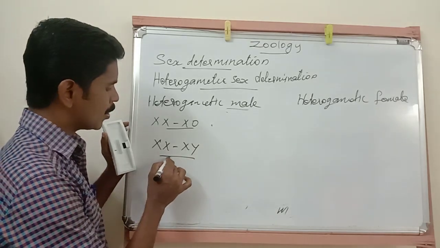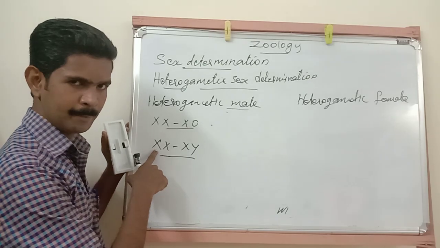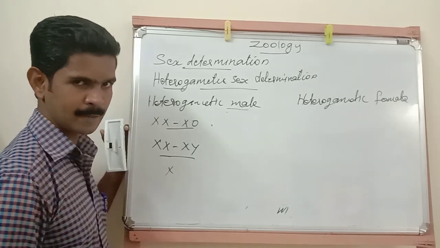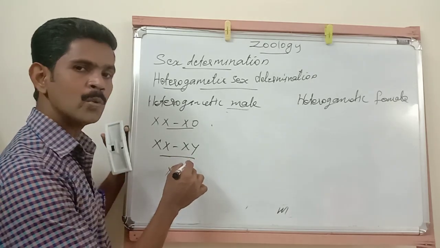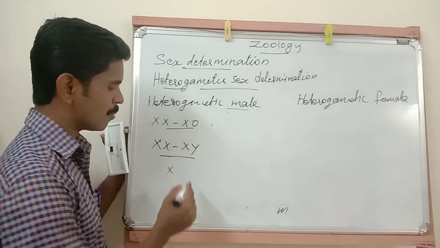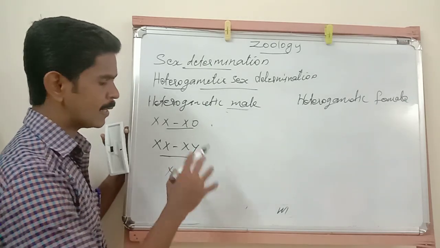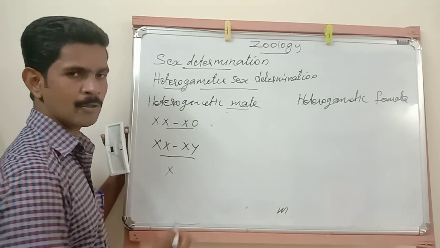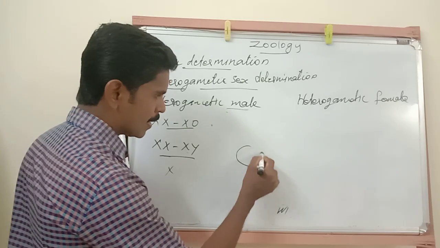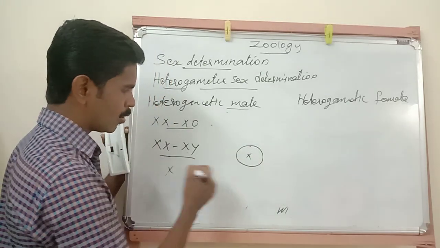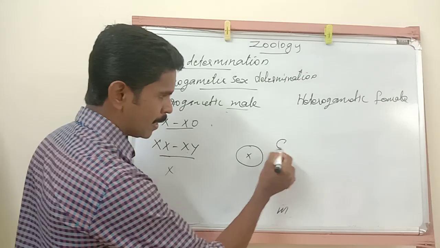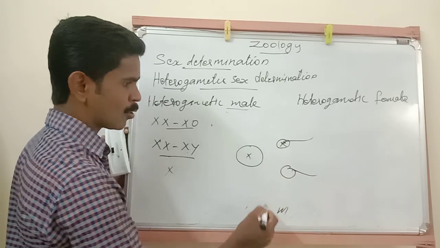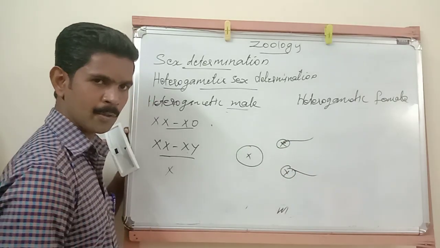In Drosophila also the same. The female produces only one type of egg. That egg consists of a sex chromosome. The name of that sex chromosome is X. But the male produces two types of sperms. Male Drosophila produces two types of sperm. In some sperm, the X chromosome is there. In some sperm, the Y chromosome is there. So just imagine it's an egg. Already one X chromosome is there in the egg. Just imagine this is the sperm and this is another sperm. This sperm bears the X chromosome and this sperm bears the Y chromosome.